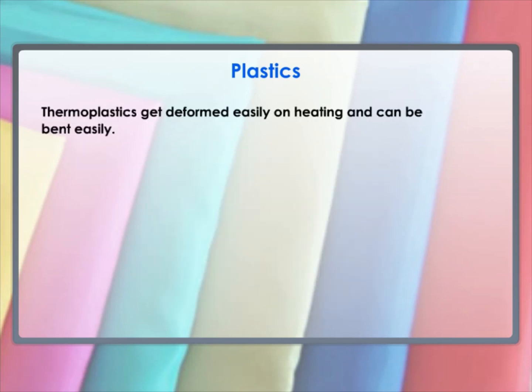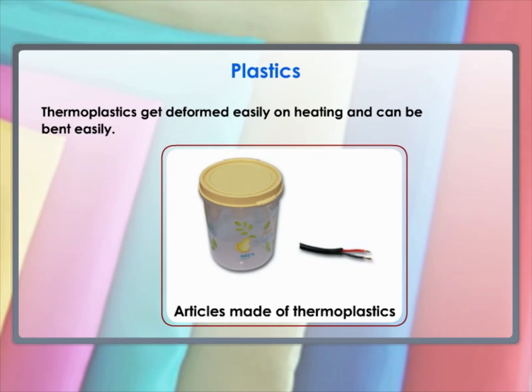When we add hot water to a plastic bottle, it gets deformed. Such plastic which gets deformed easily on heating and can be bent easily are known as thermoplastics. Polythene and PVC are some of the examples of thermoplastics. These are used for manufacturing toys, combs, and various types of containers.